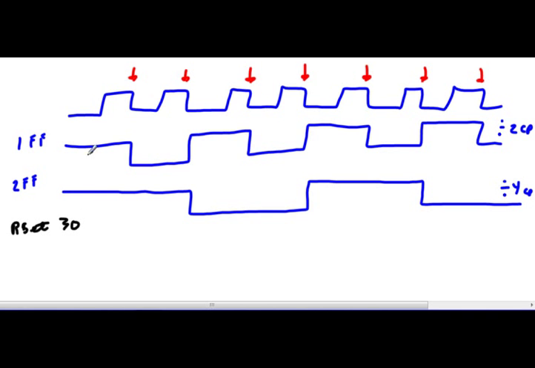Oh, binary. Yeah, binary, 1 and 1 is 3. So I reset at 3, right? I go up, because now I stay up. And there's 3 again. I reset. And now I've got something that is a divide by 3 counter.